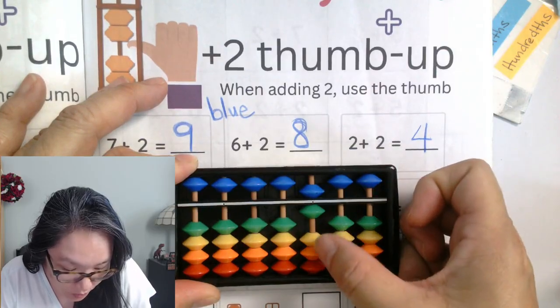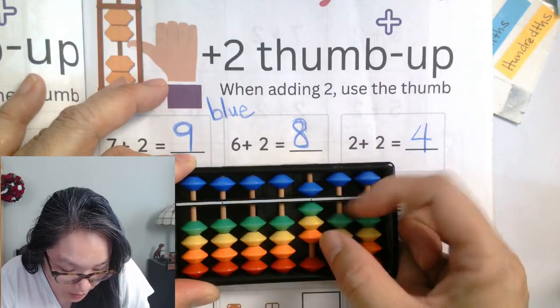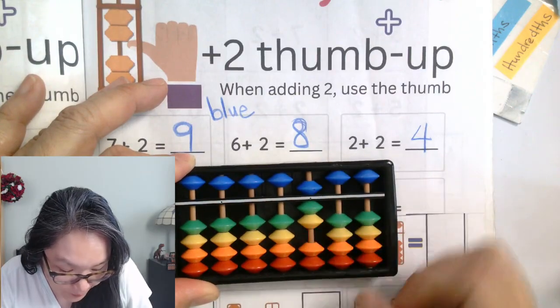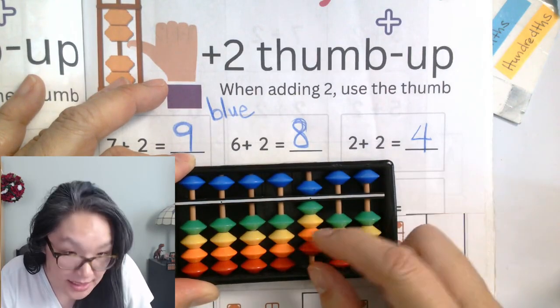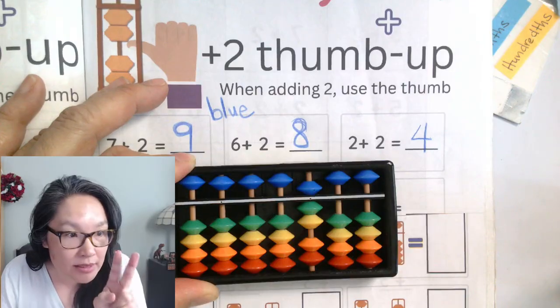When we add 2, it's 1, 2. These are the 2 beads. I do it slowly just so you could see what I'm doing. I just want to move 2 beads. It can be any 2 beads. It could be these 2 beads, or if I had 7, it would be these 2 beads. It doesn't matter as long as I add the 2 beads. The idea is just to add 2 beads. It doesn't matter which one.